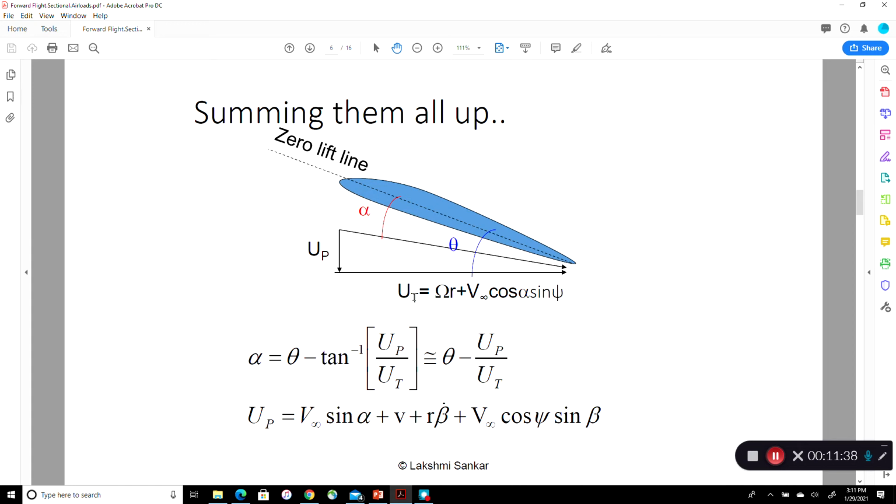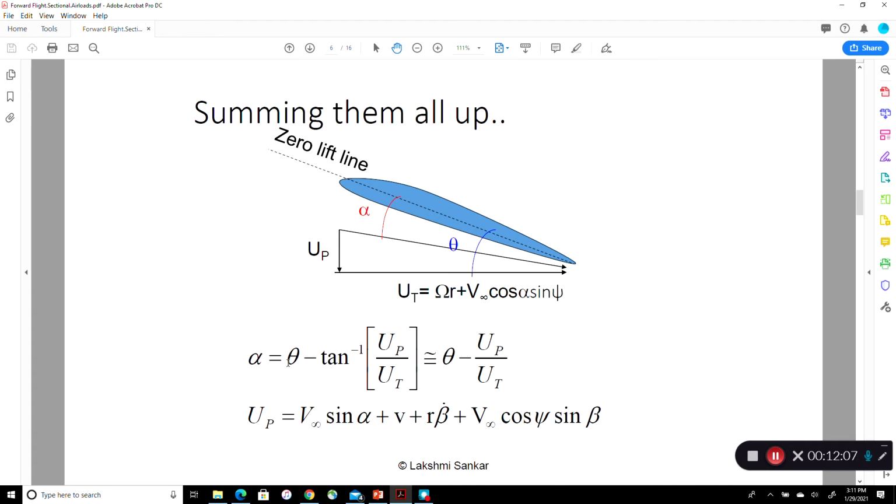For example, for a Black Hawk helicopter, omega R near the tip is a little bit over 600 feet per second. That means even at midspan, this component is around 300 feet per second, hundreds of feet per second. This is tens of feet per second. Therefore, tan inverse of a small number is that number itself in radians. So we can write alpha approximately as theta minus UP over UT.